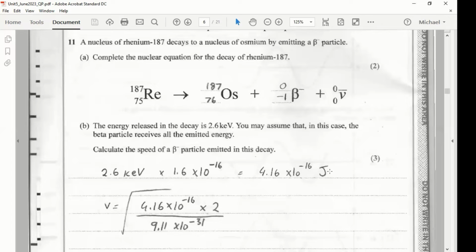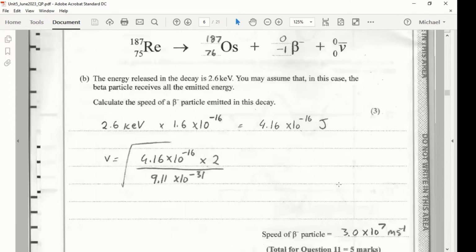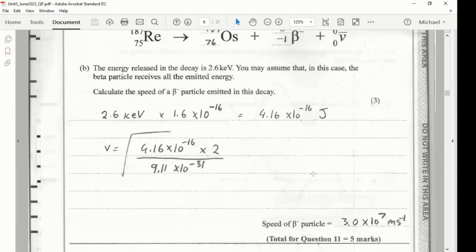And then it just becomes a kinetic energy question. Energy in joules equals half mv squared. So to go backwards, we multiply by 2, we divide by the mass of an electron, and we root the answer. And if we do that, we get about 10% of the speed of light. We get 3 times 10 to the 7 meters per second. A very straightforward 5-mark question.